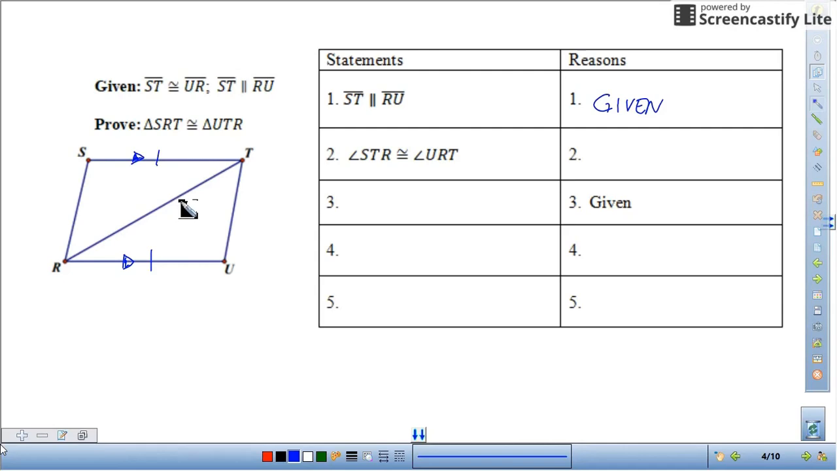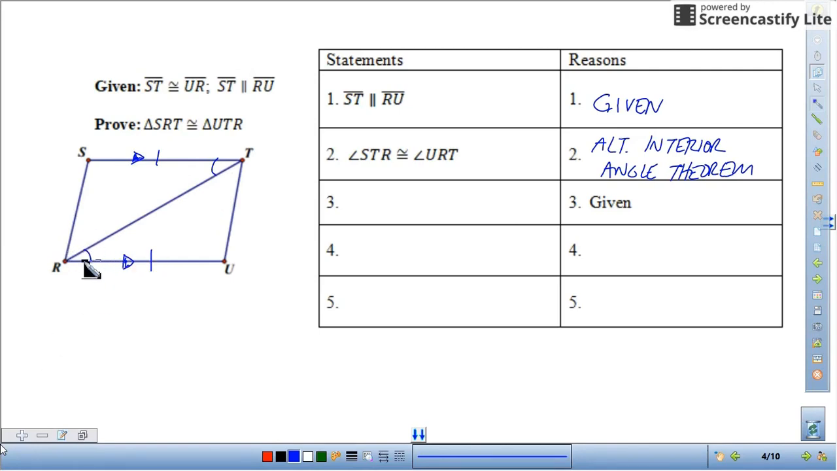If we think about the justification for that, we see that these lines are parallel. So that would mean that RT would be the transversal. So we know that STR and URT are going to be alternate interior angles. So our justification for that would be alternate interior angle theorem. So we know that this is going to be congruent to this.